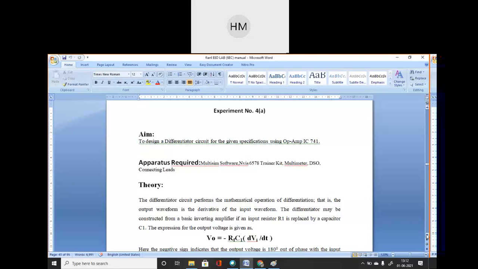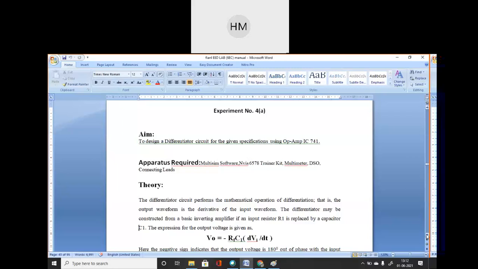Here we will use an operational amplifier and a few electronic components to get the differentiation of an input sine wave, or input cosine wave, or any kind of wave. For that, students, the expression is shown on the screen: the output voltage should be the differentiation of the input voltage. So V0 is equal to dV by dt should be the expression.